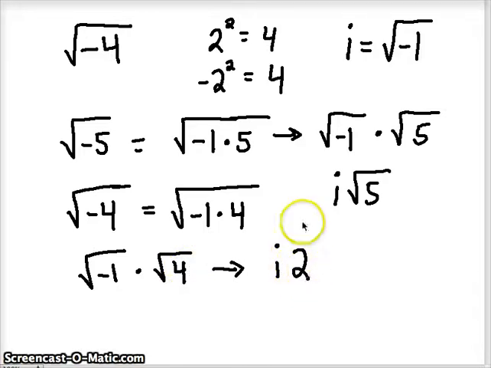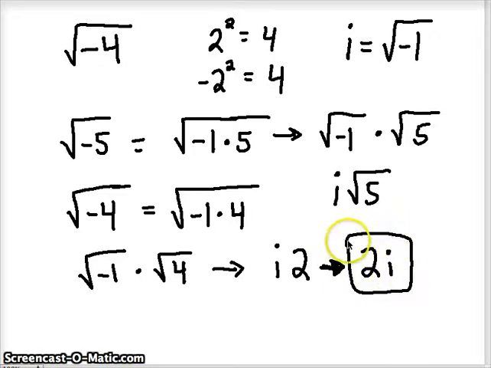And really, i times 2, well, unfortunately, this isn't the right order we need to write it in. We just got to write it in the right order. We always write our real numbers first, and then our imaginary numbers. So this is correct, it's just not in the correct form. So this is what we want to end up with, 2 times i.